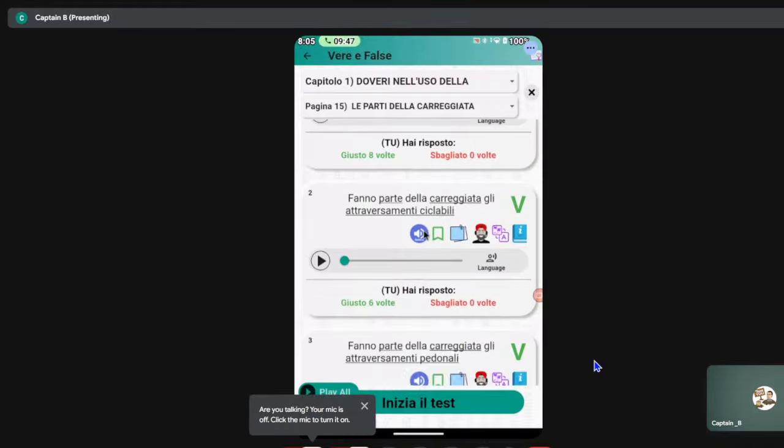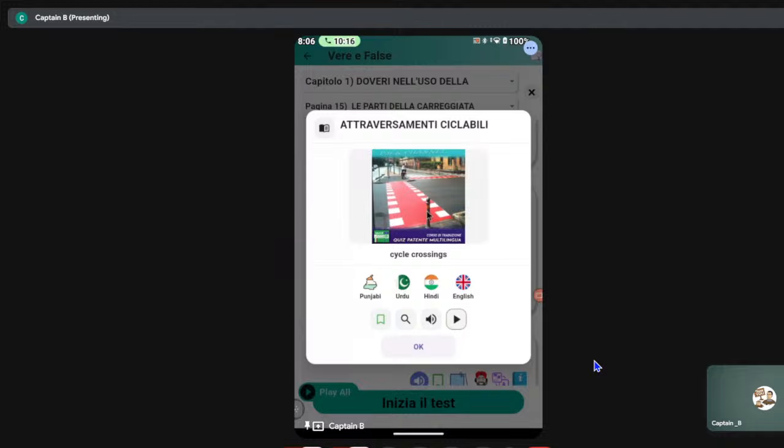Number 2. Fanno parte della carreggiata gli attraversamenti ciclabili. Fanno parte, part of the carriageway, the bicycle crossing part. Understand? Part of the carriageway, bicycle crossing part. Right? Let me show you the bicycle crossing part. See it here.